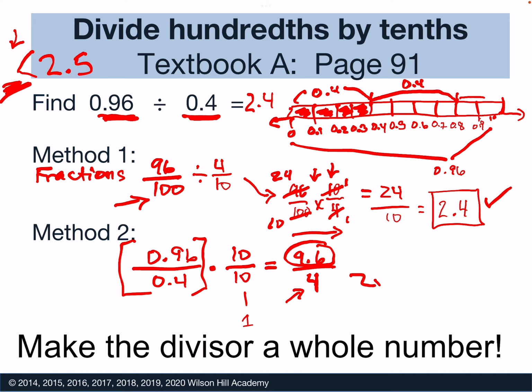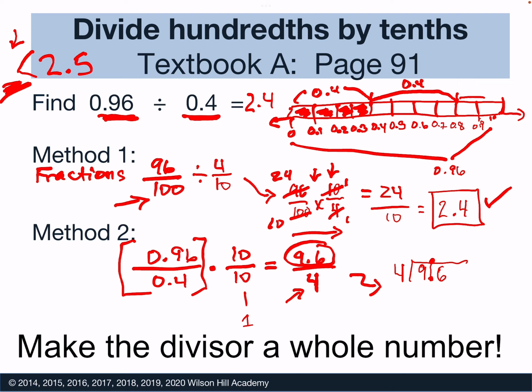And I can rewrite this as a division problem. And that division problem is going to look like this: 4 dividing into 9 6/10. Okay. And of course I have my decimal here. I have got to move that decimal up. And now I'm going to leave it and pretend like it's not even there.